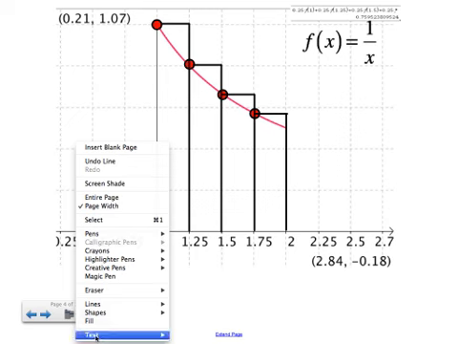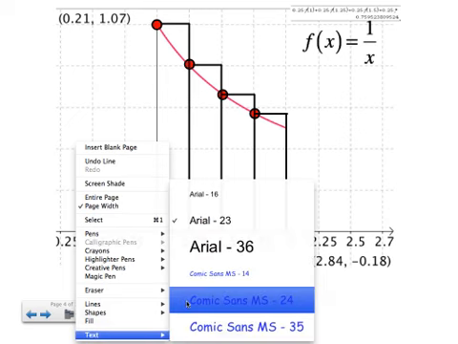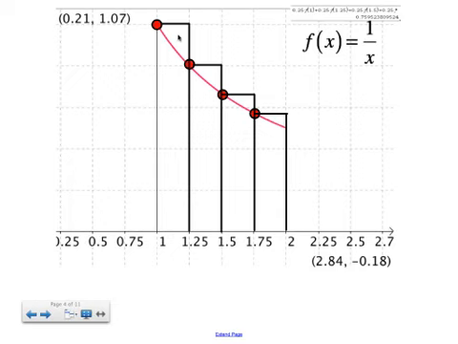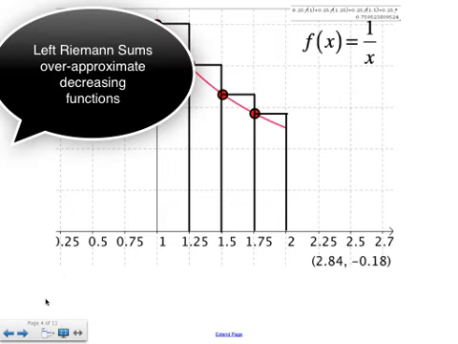Now, you should note, obviously, that this is going to be an over approximation because there are portions of these rectangles that lie above the curve. So whatever answer we get, we will understand that it's going to be slightly over the real area, but all we're after here is an approximation.